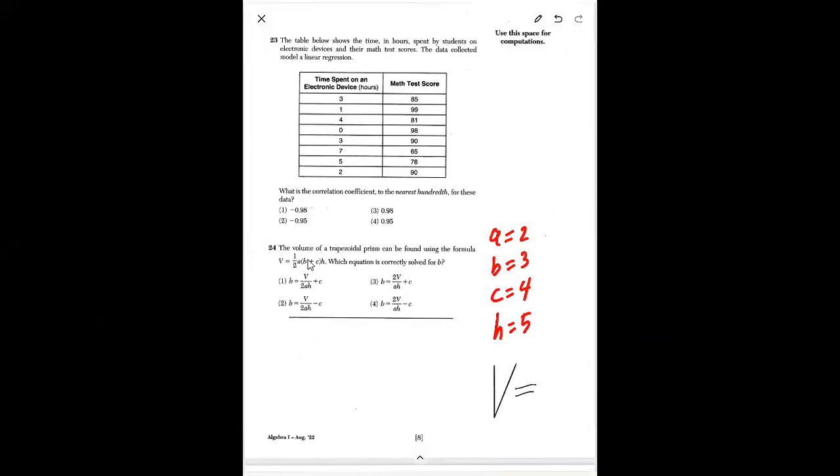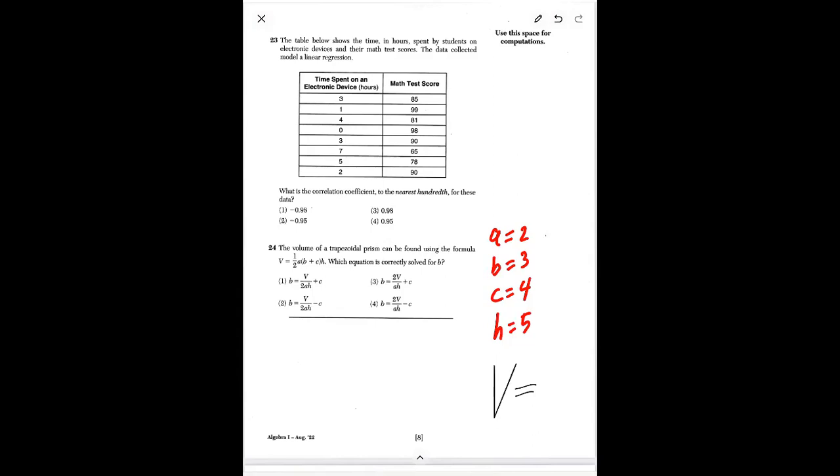Right. So here we have a question. It says the volume of a trapezoidal prism can be found using the formula V equals 1/2 A parentheses B plus C parentheses times H. Which equation is correctly solved for B? Now, this is basically just trying to isolate the variable B, and you should be able to do the inverse operations to get B by itself.